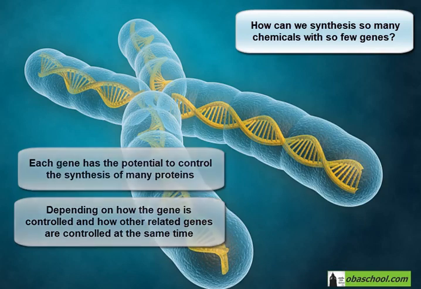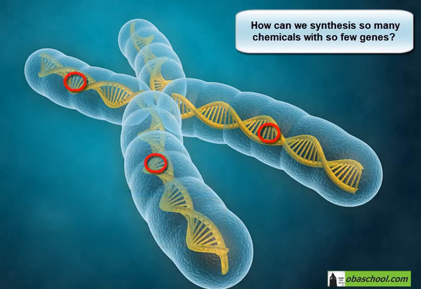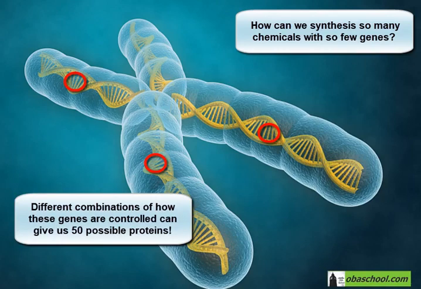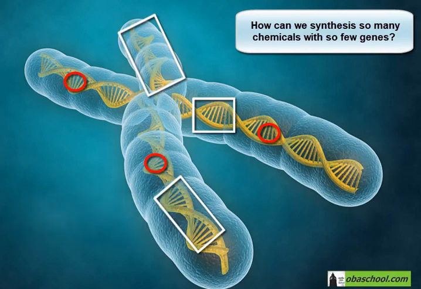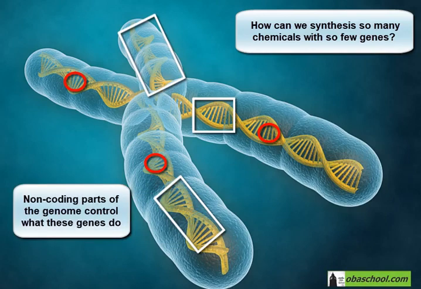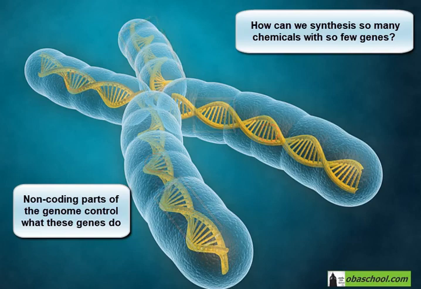So if we have 3 genes, we can make, let's say, 50 proteins out of them. We might be wondering how that happens. We have non-coding parts of our genome that control what these genes do. So for example, they can turn 2 of the 3 genes on at one time to make a specific protein. They can turn 2 other genes on at one time to make another specific protein.